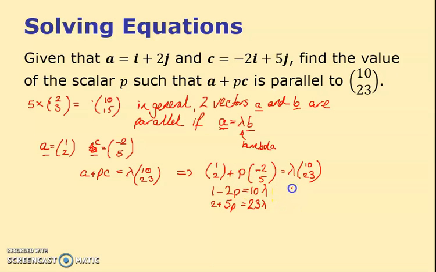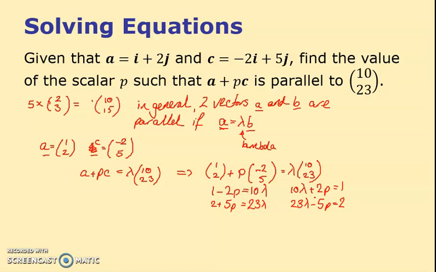Move the p's on the other side. I get 10 lambda plus 2p equals 1. I get 23 lambda minus 5p equals 2. I think I can chuck that into my simultaneous equation solver. So I'm going to go menu A. If you go down to the A button, and I want simultaneous equations, which is number 1. Number of unknowns is 2. So I'm going to type them in.